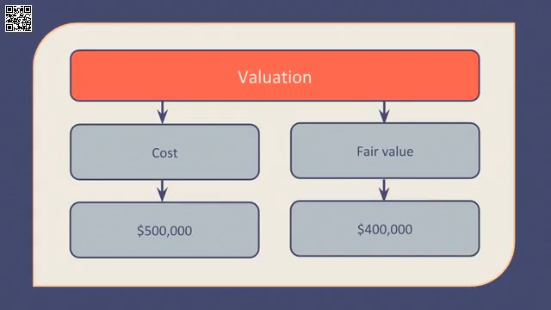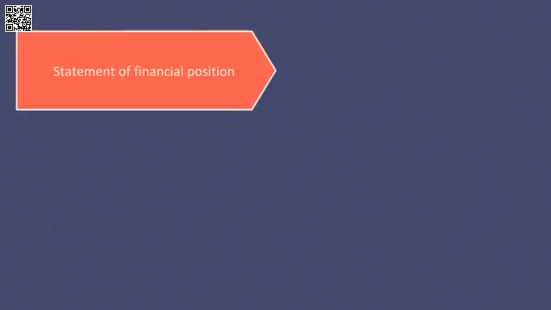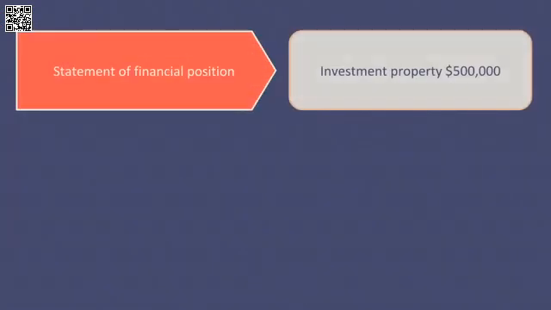In this situation, I choose to continue to value the property at cost under IAS 40, as the company has no intention of selling the asset, and it looks like the market may be volatile as the value has dropped by 20% in 2 years. The statement of financial position at the end of X7 shows the investment property at $500,000.